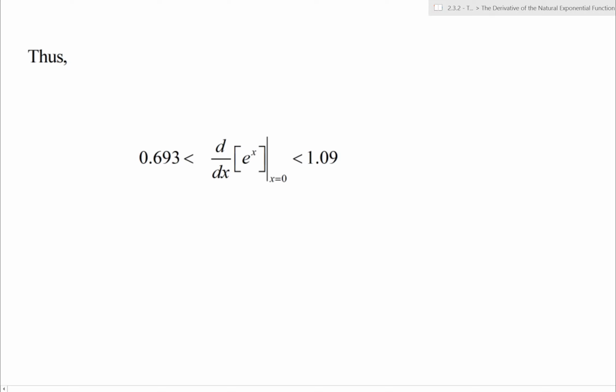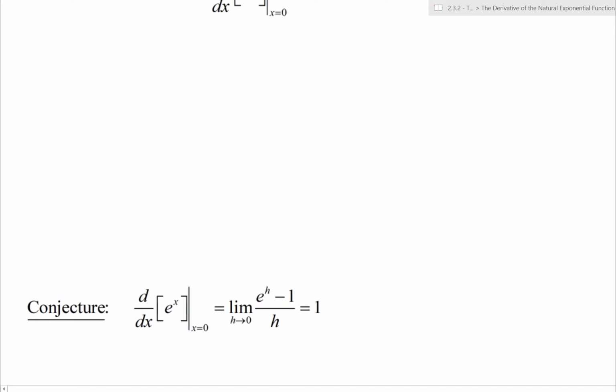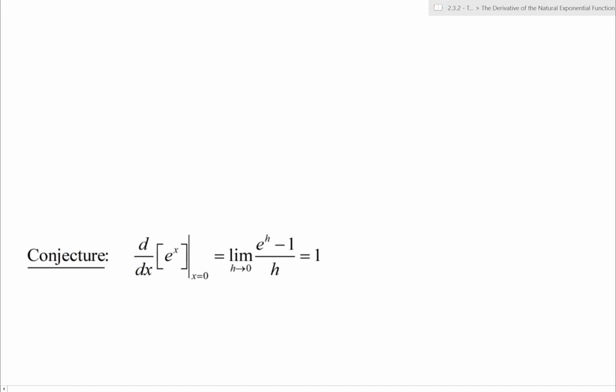And in fact, we might even conjecture or hypothesize that the derivative with respect to x of e to the x at x is equal to 0, maybe it's actually 1. Notice that 1 is trapped in between those two numbers. That would be pretty nice. And in fact, that is our conjecture here. That is, the derivative with respect to x of e to the x at x is 0, which, of course, right here is our limit as h goes to 0 of e to the h minus 1 over h, is equal to 1. Okay? That is our hypothesis. We're going to prove it here in a moment.